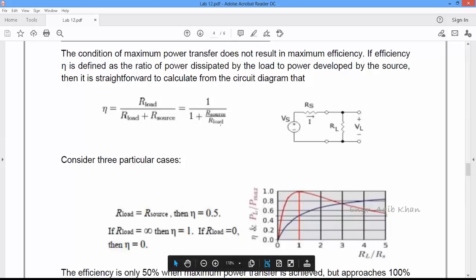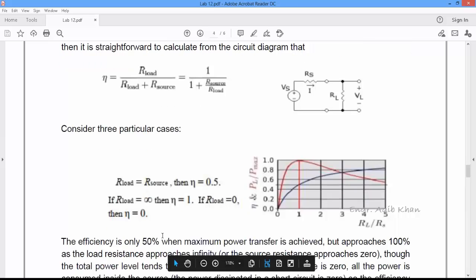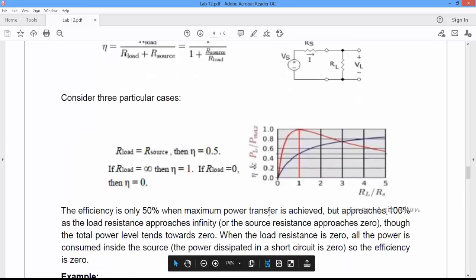If R load is equal to 0, anything divided by 0 is infinity. 1 by infinity is equal to 0. Then eta is equal to 0. The efficiency is only 50% when maximum power transfer is achieved, because we know R load is equal to R source, then maximum power transfer and efficiency is 0.5, meaning 50%.